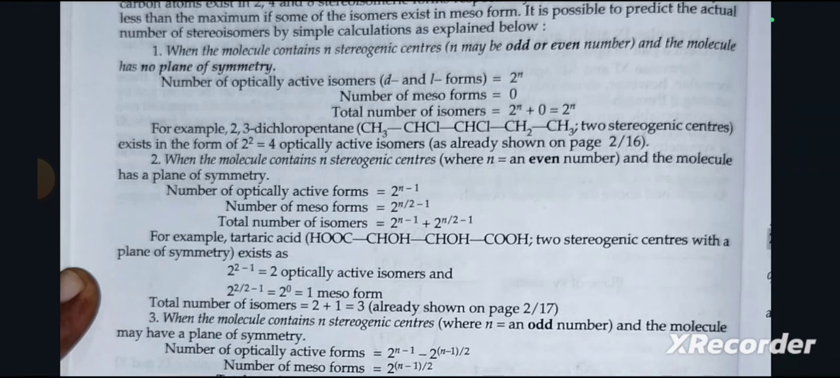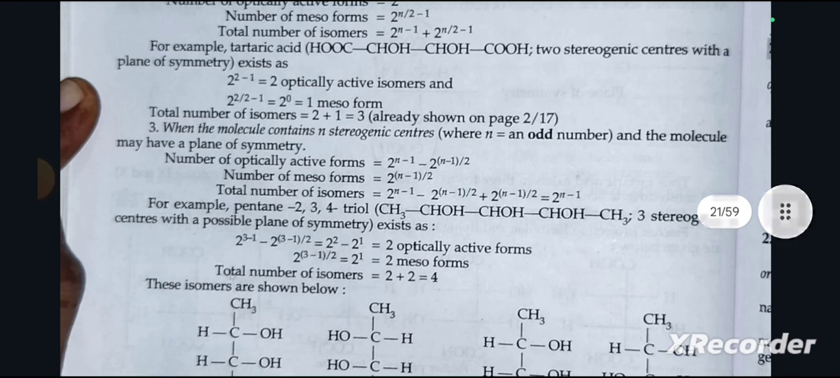216. Second, when the molecule contains n stereogenic centers, where n is an even number, and the molecule has a plane of symmetry, the number of optically active forms is equal to 2^(n-1). Number of meso forms is equal to 2^((n/2)-1). Total number of isomers is equal to 2^(n-1) + 2^((n/2)-1). For example, tartaric acid, HOOCCHOHCHOHCOOH. Two stereogenic centers with a plane of symmetry exist as 2^(2-1) = 2 optically active isomers and 2^((2/2)-1) = 2^0 = 1 meso form. Total number of isomers is 2 + 1 = 3, already shown on figure 217.